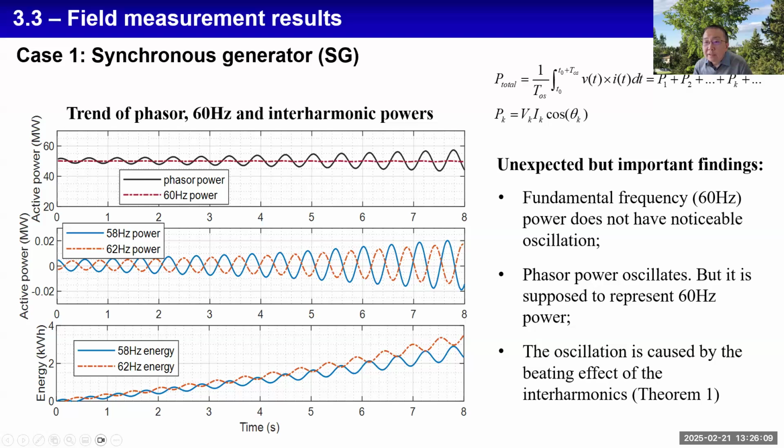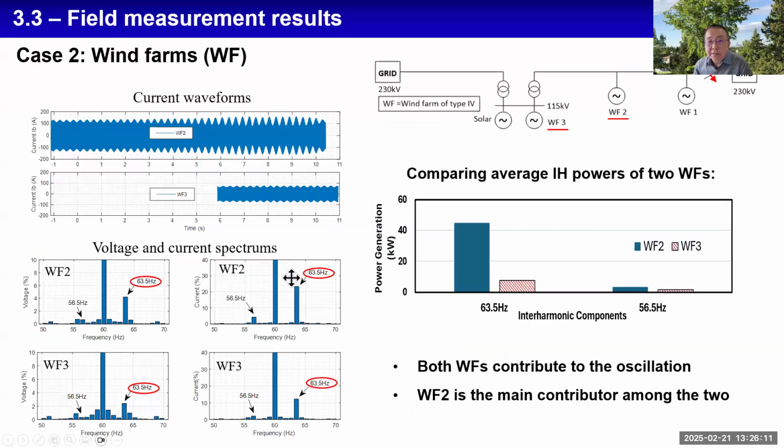Okay, so the next case is wind farms. We are able to get data from two wind farms. When this circuit breaker opens, a large grid impedance is connected to the wind farm. Both wind farms started to oscillate. By the way, wind farm 1 data is also recorded, but it is incomplete, so we cannot do analysis on wind farm 1. So we have wind farm 2 and wind farm 3 data here.